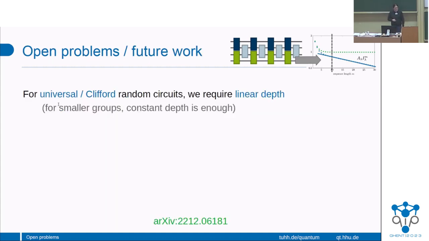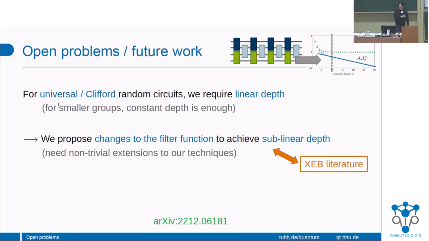Okay, let me conclude this talk. So there are still some open problems that we would like to solve. For instance, we have seen that for universal or Clifford random circuits, we actually need linear depth. This might be unsatisfactory, but there's no way you get around this. If you use smaller groups, then you can actually get constant depth. So if you want to get sublinear depth, we propose to make some changes to this filter function, so changes to the post-processing. And we show that basically in the ideal setting this works in constant depth, but our rigorous methods that worked before need some non-trivial extensions to work for this setting. But we still think it's highly relevant.